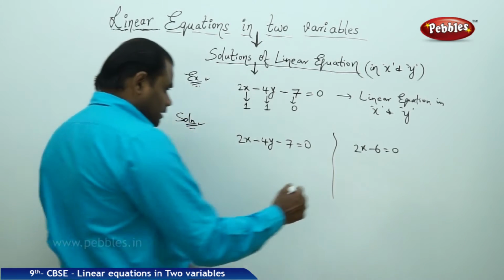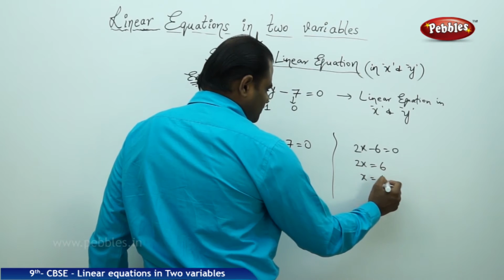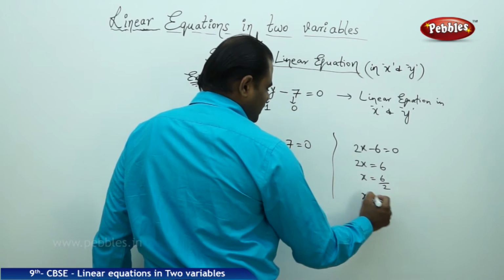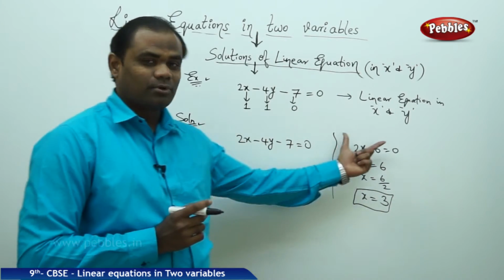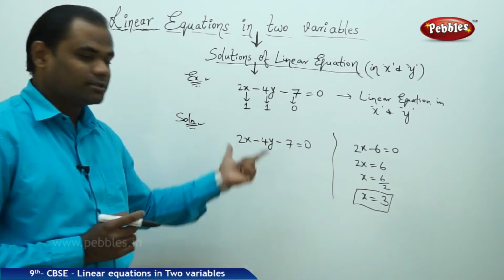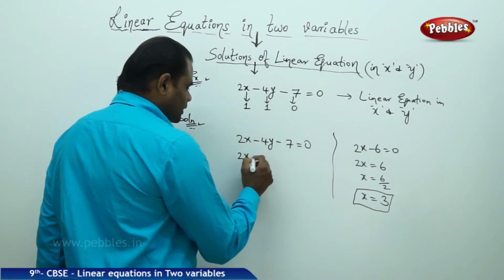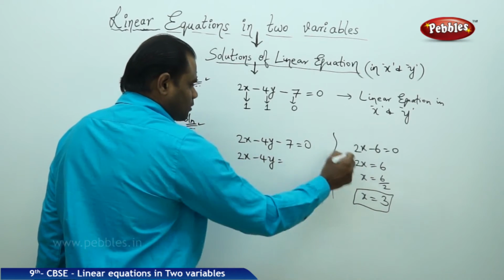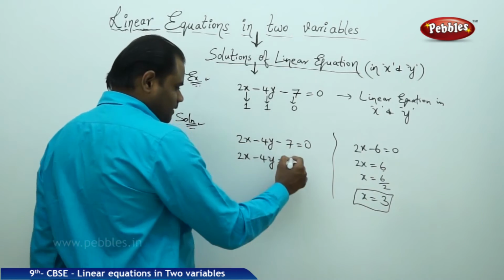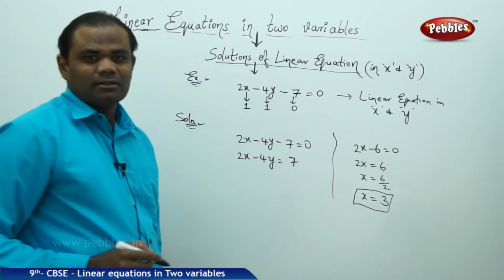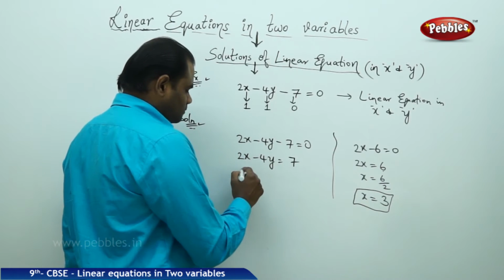Now, as we know here, clearly I can find the value of x by taking the constant to the right and then taking 2 down, and then I get this to be the solution. Let's see if I can use the same process for my linear equation in two variables x and y. Proceeding similarly, taking minus 7 to the right, I get 7, and then let's see if we can find x and y.